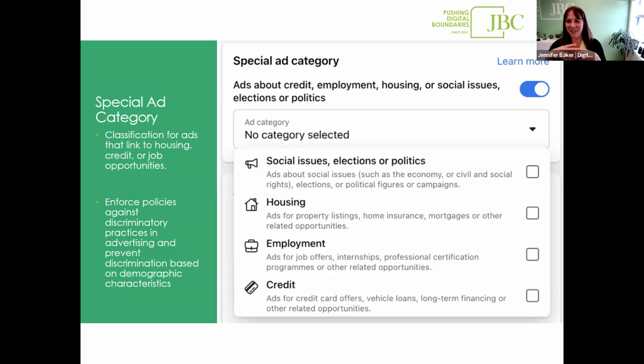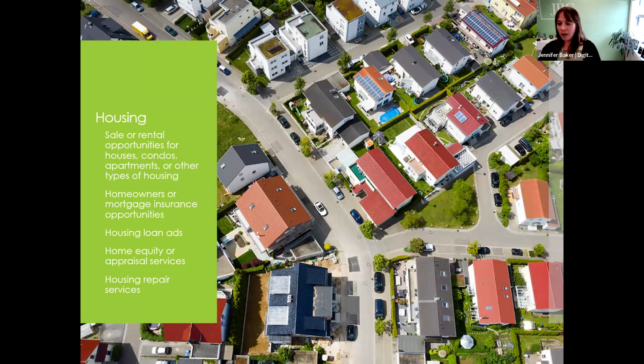Okay, so special ad categories. This is a thing that was introduced, not surprisingly, after the 2016 American presidential election. The focus is so that advertisers don't engage in predatory marketing practices. That includes elections and politics, that's the election right there, housing, employment, and credit. So we're going to talk about these a little bit more in detail.